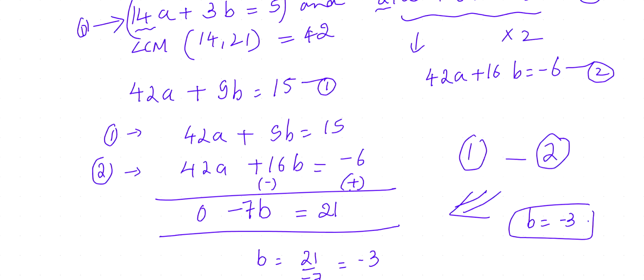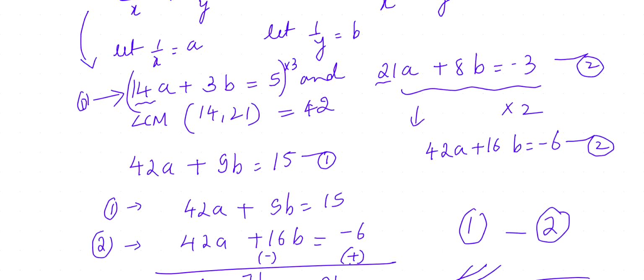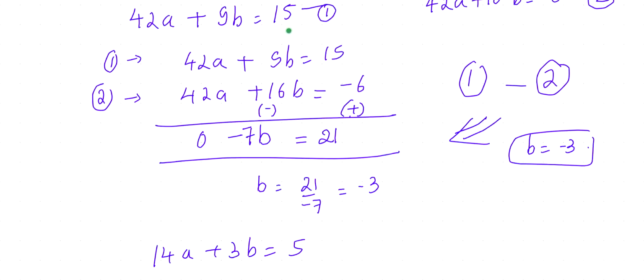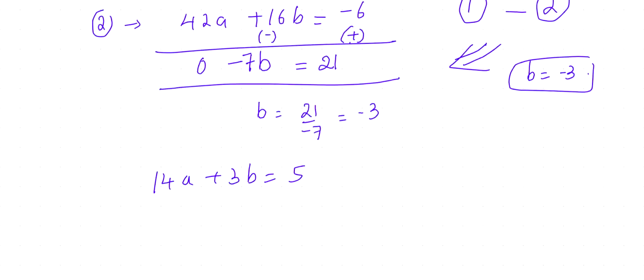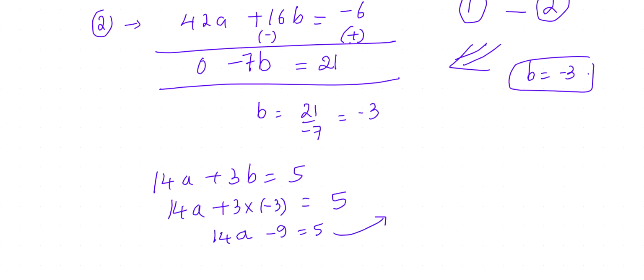Okay, so come to this equation, 14a plus 3b is 5. This equation I'm talking about. There, I'll just substitute for b. I'll get 14a. I know b, right? 3 into minus 3 is 5. So 14a, 3 3s are minus 9 with negative. So it's 5. So 14a is equal to 5 plus 9, which is 14. A is equal to 1.